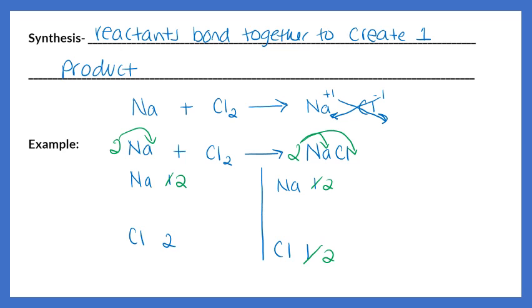So we need to bring together by crisscrossing our charges. So step 1 is to crisscross charges. And then 2 is to balance. Okay? So a synthesis is when all the reactants come together to make one product. Okay? And you crisscross your charges to predict the product, and then you balance your equation to make sure everything is the same. All right, let's go do another one.